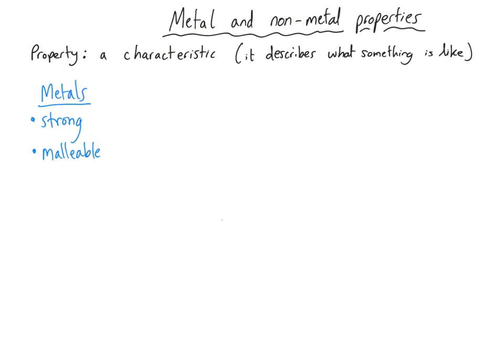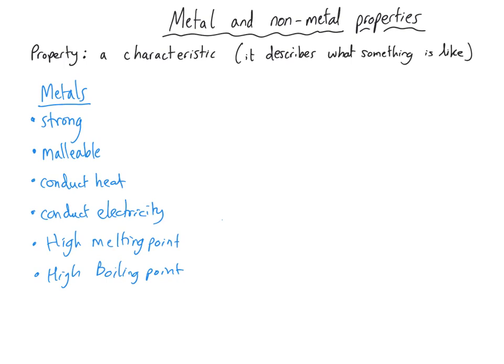So, for instance, metals are strong, which means that they are very hard to break, but they can be hammered or bent into different shapes, which is what the word malleable means. Metals are also very good conductors of heat, which means they let the heat energy pass through them, and they're good conductors of electricity as well.